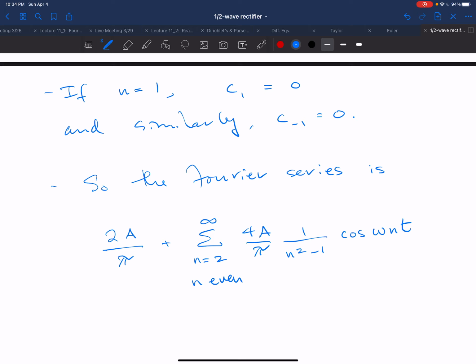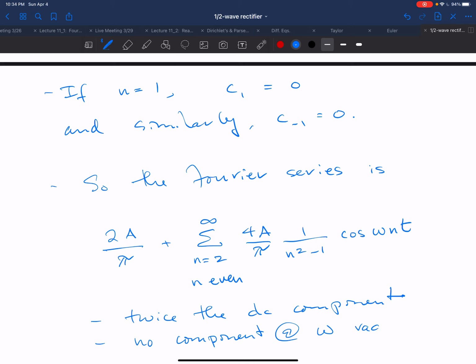So this gives us twice the DC component, and no component at the frequency omega radians per second. The lowest frequency sinusoidal component that we have to worry about is at twice that frequency, and that's going to make it easier to filter out these sinusoidal components.